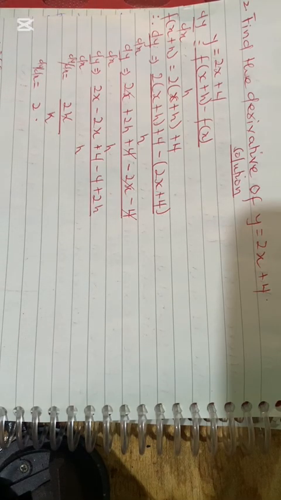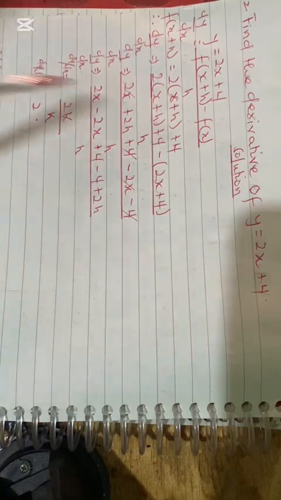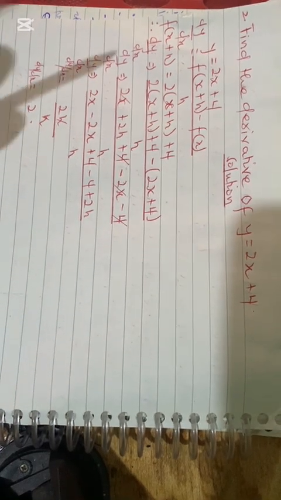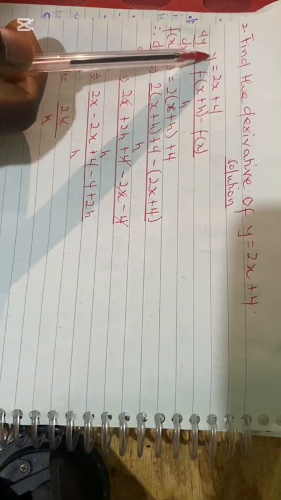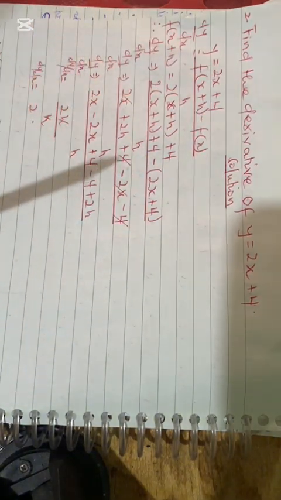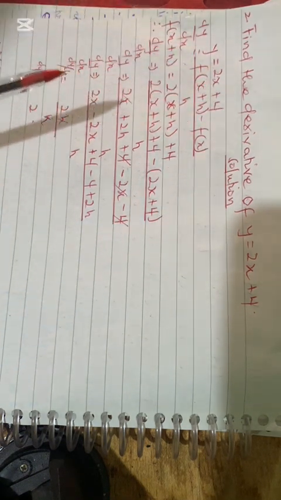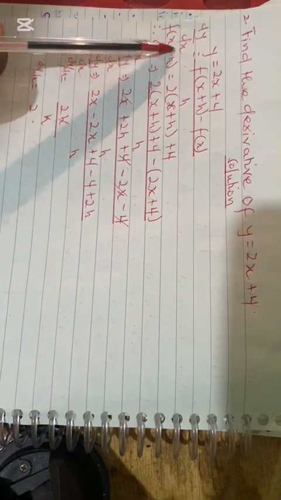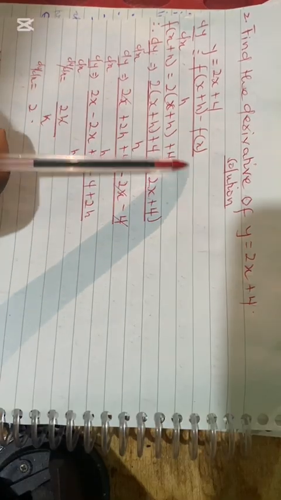So our next question is, find the derivative of y is equal to 2x plus 4. So we want to find the derivative. Once again, this is the function. Please know that y is the same as f of x. Don't forget, y is the same as f of x. They're the same thing. So this is the function. So how do you differentiate using the first principle? We know that the formula is dy/dx is equal to f of x plus h minus f of x all over h.